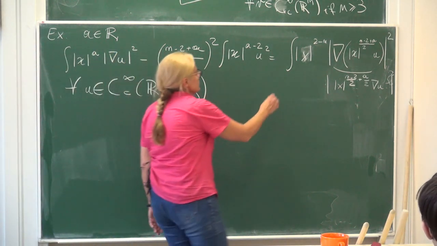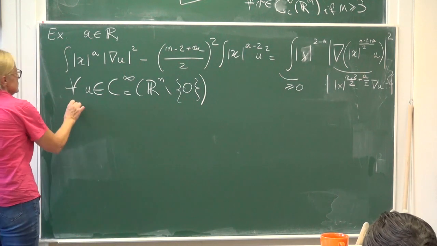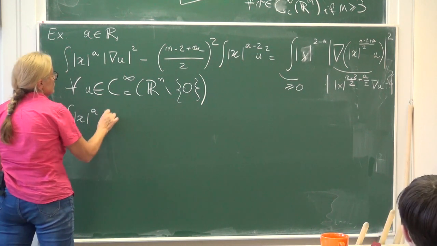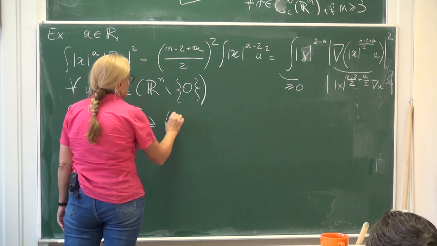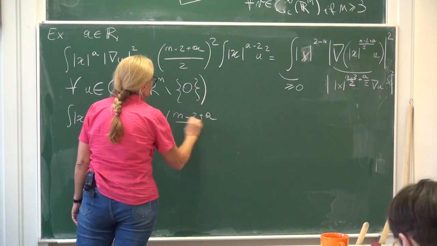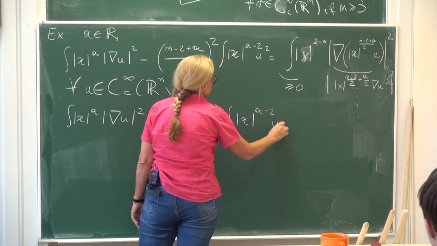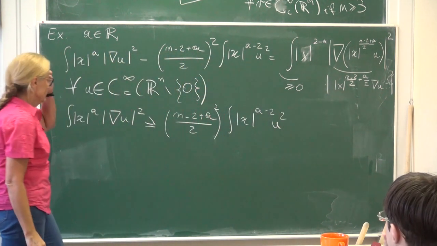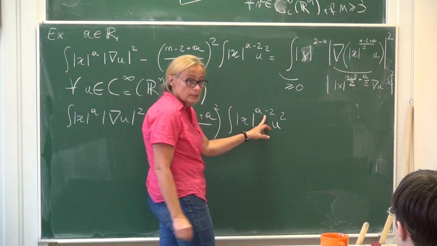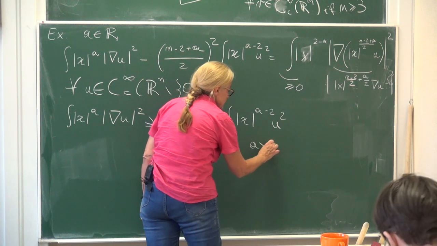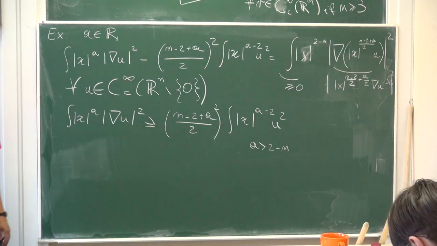Of course, this is greater or equal than 0, and hence as a corollary you get this weighted Hardy inequality, with a weight also here. And again, if this is locally integrable, that means that a is greater than 2 minus n, then this holds for any u with compact support in Rn.